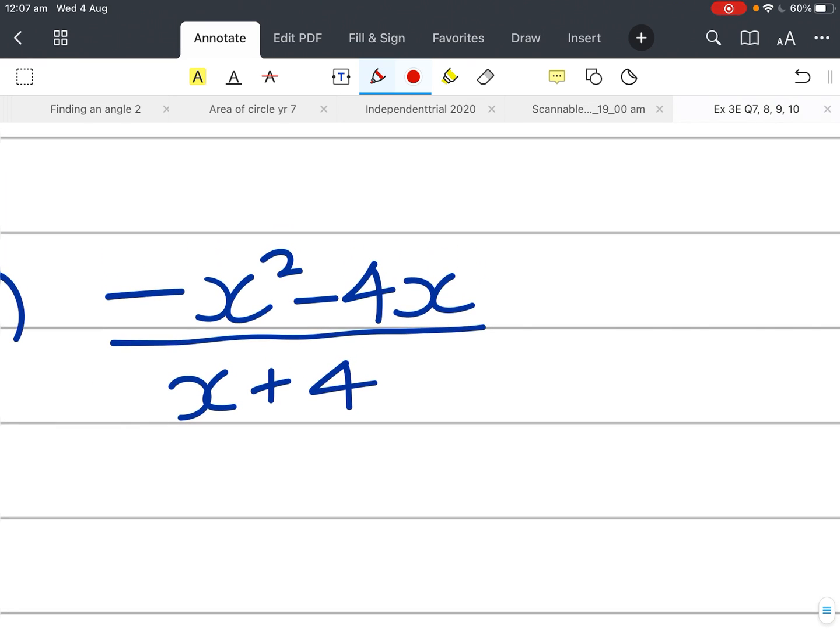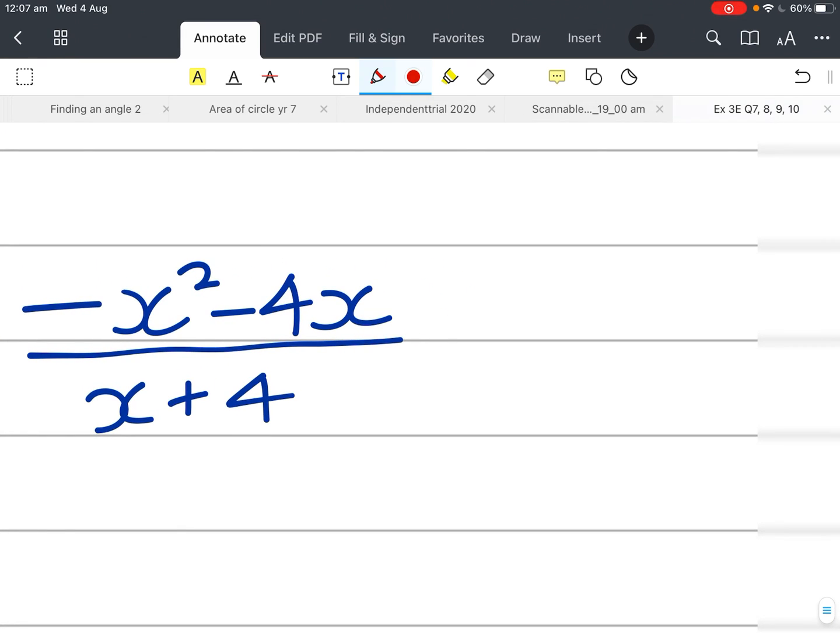Okay, it's getting close to my bedtime, I think. All right, let's try this one and then we are done.